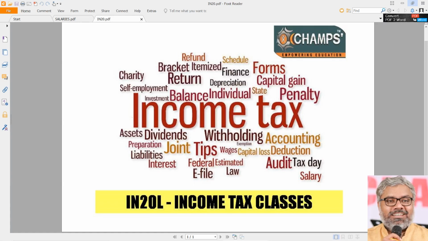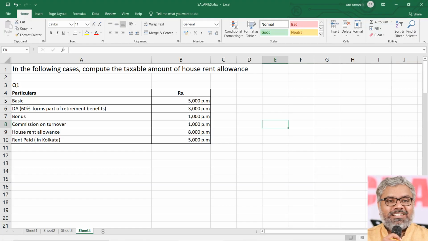In the earlier sessions, we discussed the exemption related to house rent allowance, which is contained in section 10(13)(a), and I also asked you to do some questions related to computation of HRA exemption. Let us quickly go through the answers to those questions.